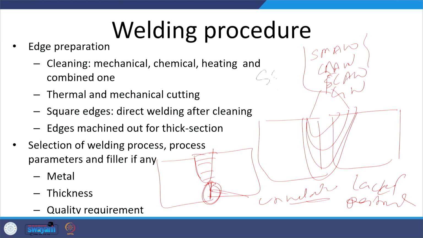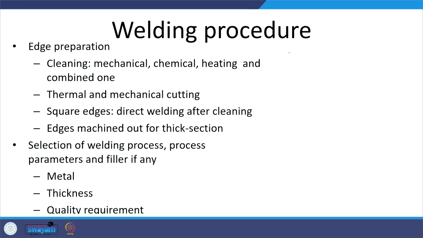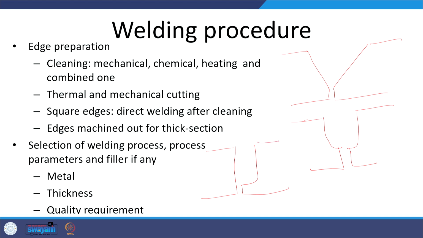We can go with the square and straight edges, or we have to prepare the edges suitably. So, edge preparation can be of different types, like it can be a simple V groove like this, or it can be a U groove like this. It can be a J groove, one side straight and another like this, or it can be a bevel where the beveling is done on just one side.